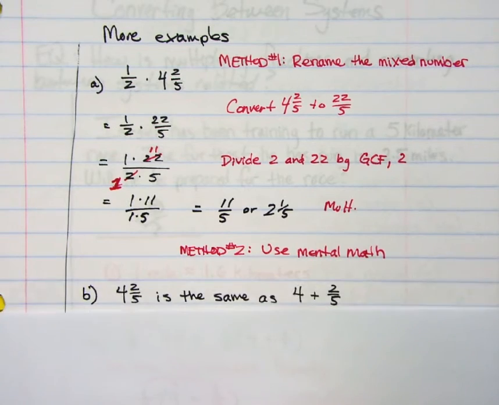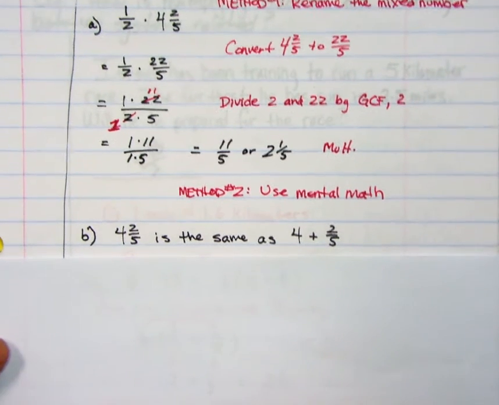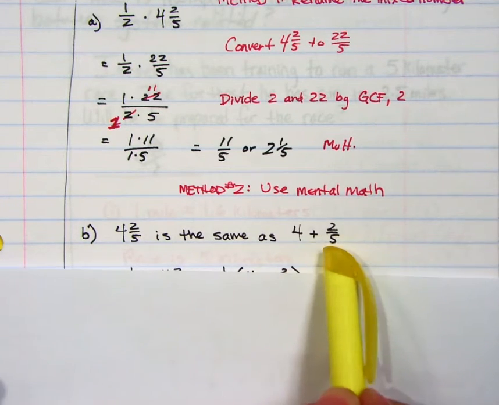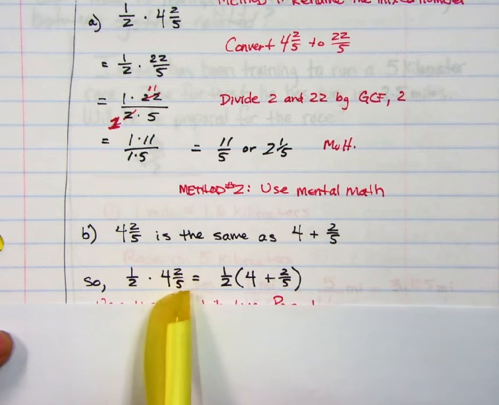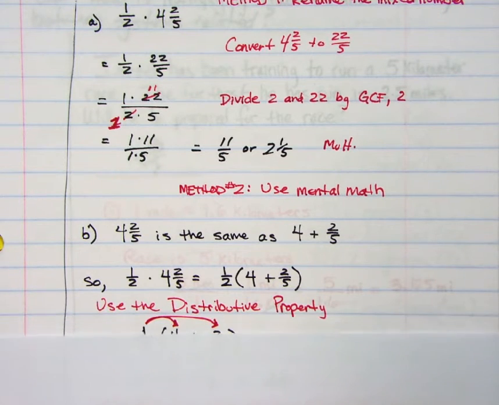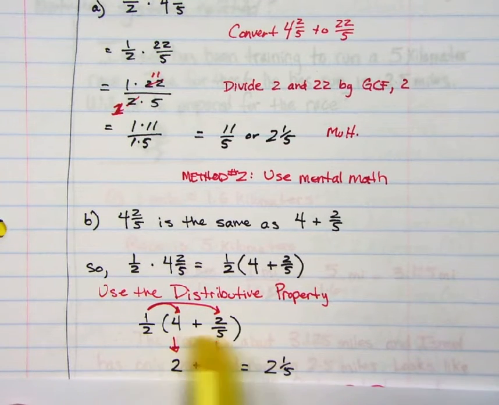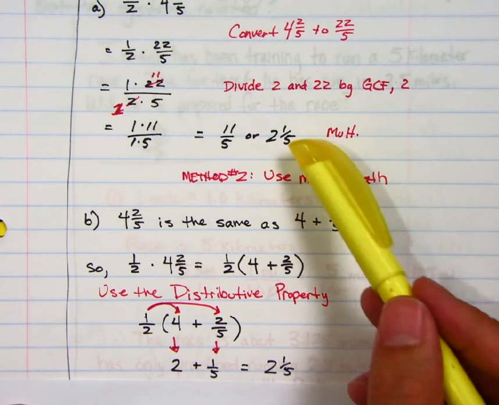Now watch the second example. Same problem, except this time I'm going to use some mental math. And this is a good idea to start thinking about this process. Okay, so 4 and 2/5 is the same as 4 plus 2/5. So I basically broke them apart. So 1/2 of 4 and 2/5 is really half of the 4 and half of 2/5. So I use the distributive property. Well, what's half of 4? Half of 4 is 2. What's half of 2/5? Well, that's 1/5. Put those back together, and there you go, 2 and 1/5, which is the same answer as I came up with over here.